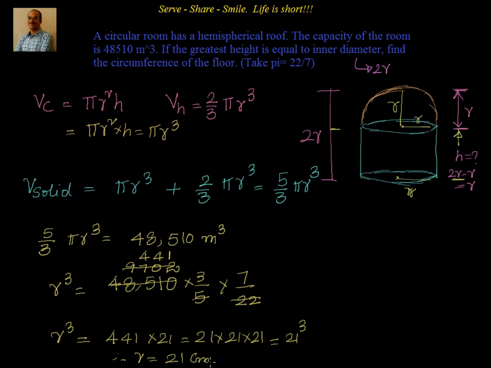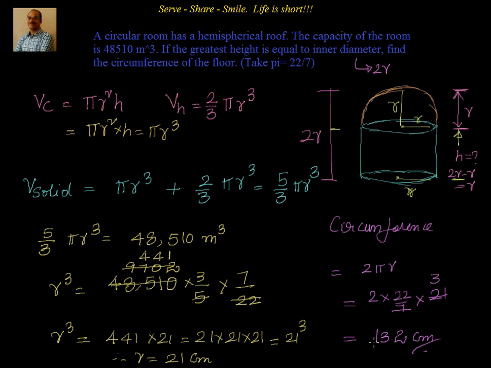Once we got r equal to 21, we go to the next step. We have to find the circumference of the floor. Circumference of the floor is equal to 2 into pi into r. So 2 into 22 by 7 into r equal to 21. We'll simplify this. 7 will go 3 times. 2 22s are 44. 44 3s are 132. So we have circumference equal to 132 centimeter.